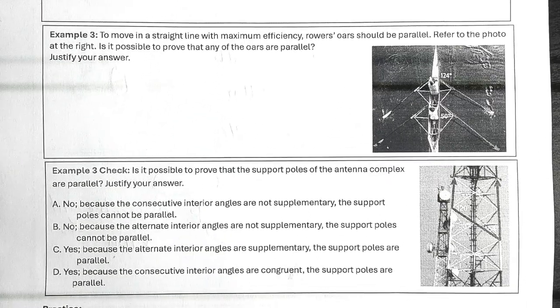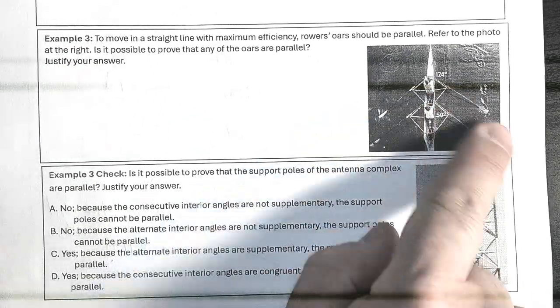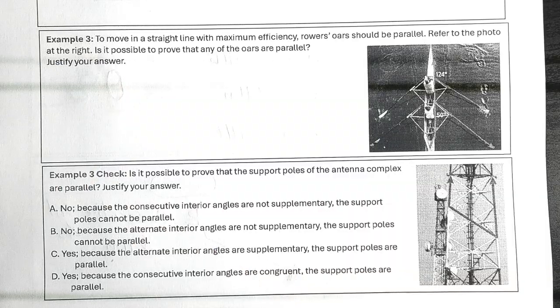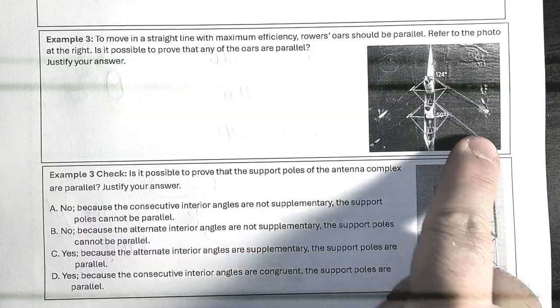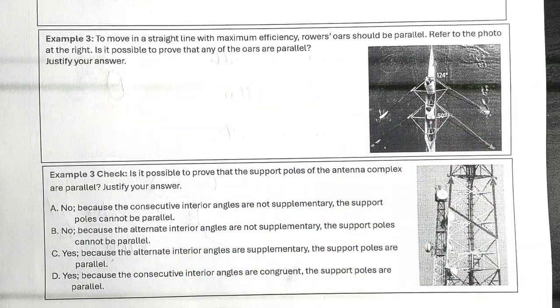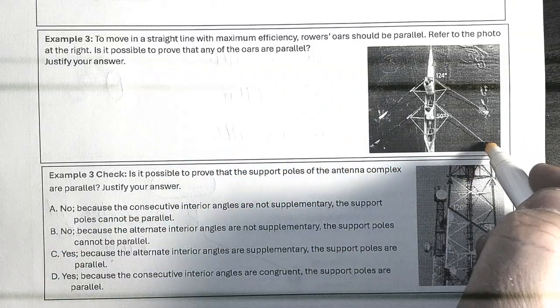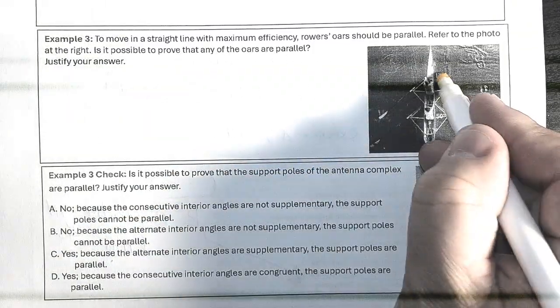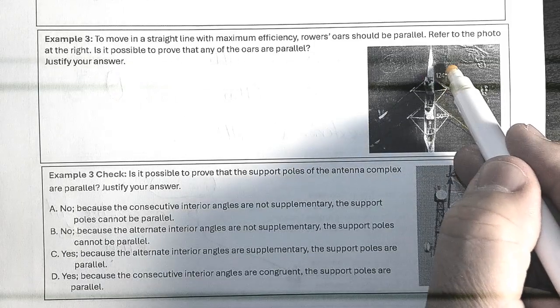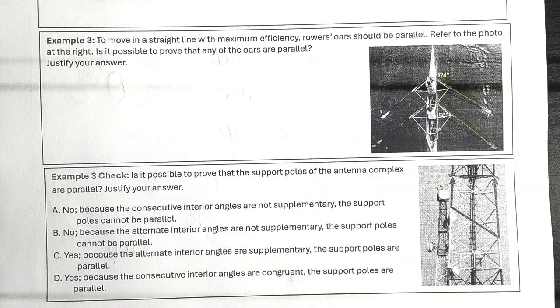Example 3. Now, this is kind of hard to see, but this is a picture of some rowers. To move in a straight line with maximum efficiency, rowers' oars should be parallel. Refer to the photo at the right. Is it possible to prove the oars are parallel? Justify your answer. So our oars would be parallel lines. The boat is the transversal. So we have 124 degrees above the parallel line and 150 below.